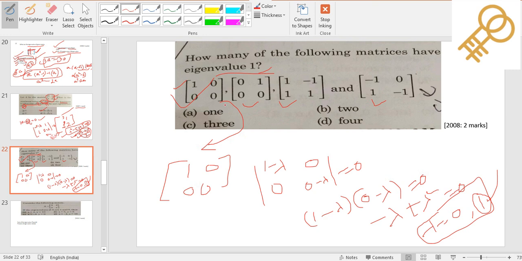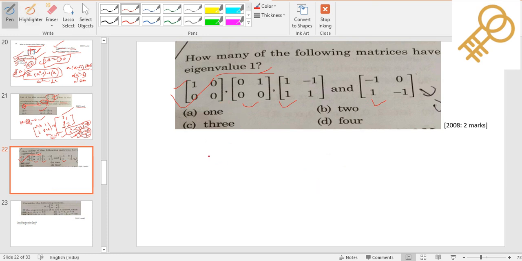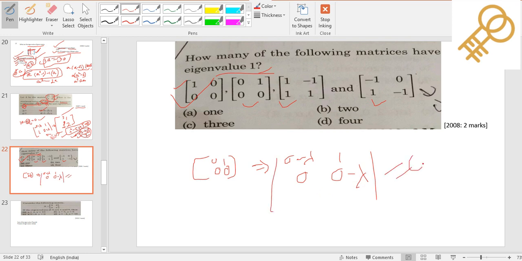Moving towards the next matrix, matrix number 2, they have given 0 1 0 0. Let us try to find the eigenvalues of this given matrix. The elements of the given matrix are 0 1 0 0, right? We'll apply the characteristic equation and find the final determinant: 0 minus lambda, 1, 0, 0 minus lambda, right? This will be equal to 0. When you find it, you'll get lambda square minus 0 is equal to 0.